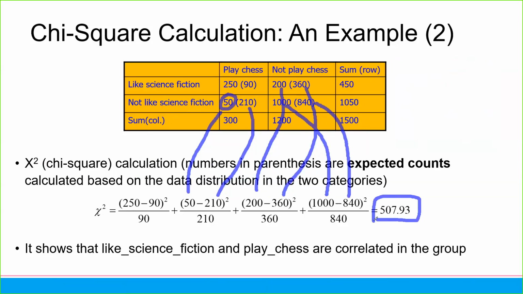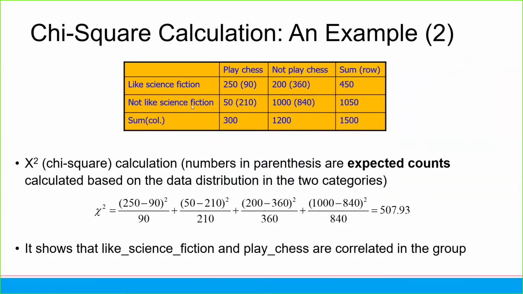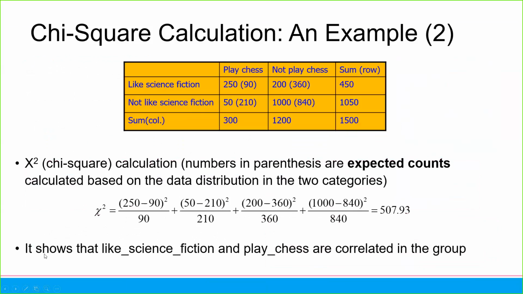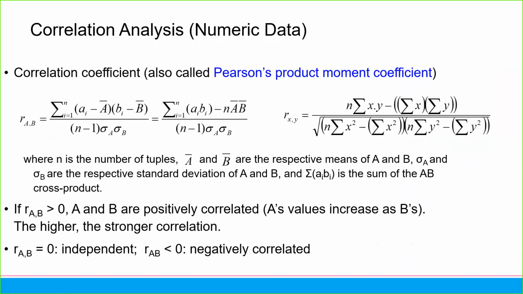So, is there any correlation between these two variables? We can see in the previous example, the number is 0.16, so it's very small. Here, the number is 500, so it's very big. Based on the definition, the larger the chi-square value, the more likely the variables are related. Because we have a very big number like this one, it shows that like science fiction and play chess are correlated in the group. So we can see the correlation is in the chi-square values.